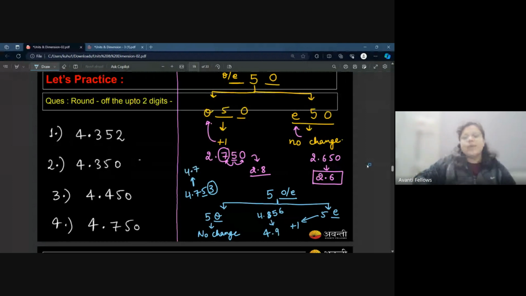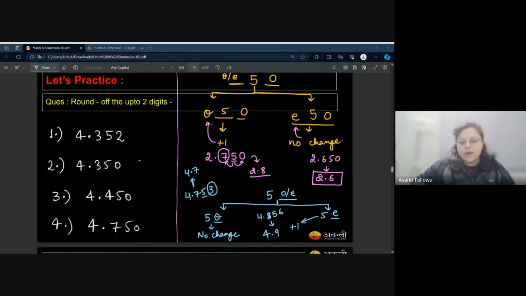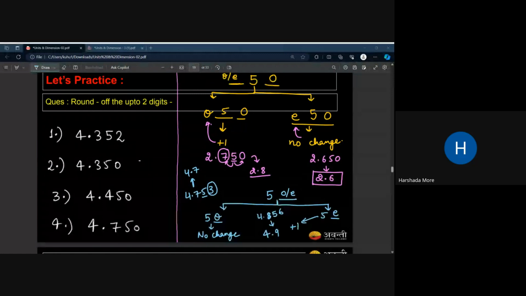If you have any doubt, please raise your hand and we will discuss it regarding this approximation. Yes, please. Ma'am, you told just now that after 5, if there is an even number, then we do not have to change it, and if there is an odd number, we have to change it, no?